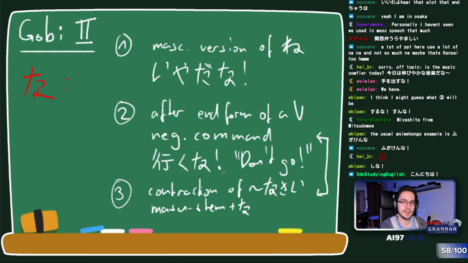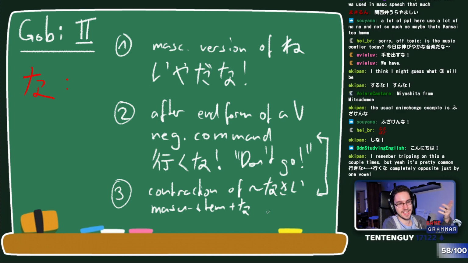If it's ikina, iki being the masu stem, ikina, then you know it's the contraction of nasai. So that means "do go." It's kind of subtle, but it's pretty common. Ikina, ikuna. It's funny that we had the exact same example there. It's the opposite meaning by just one vowel, so we can use this as a nice contrast here.